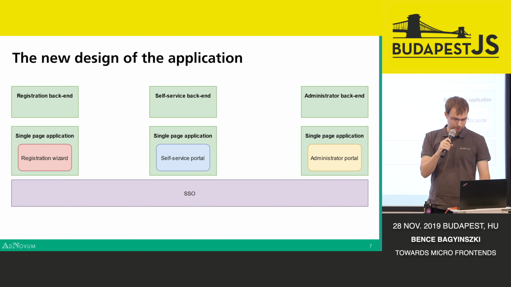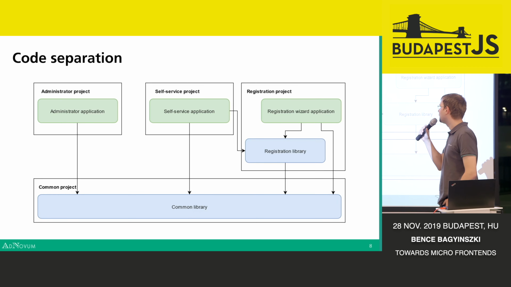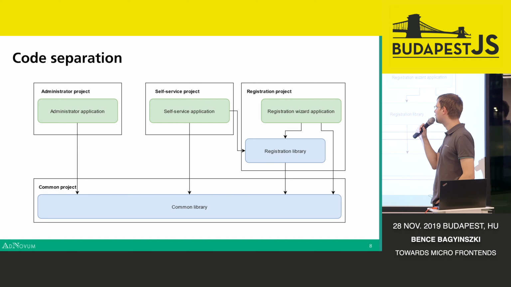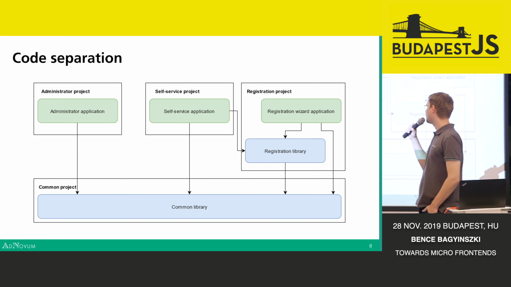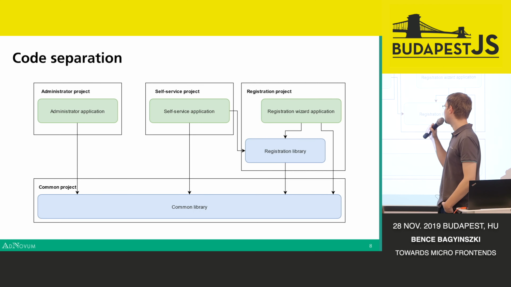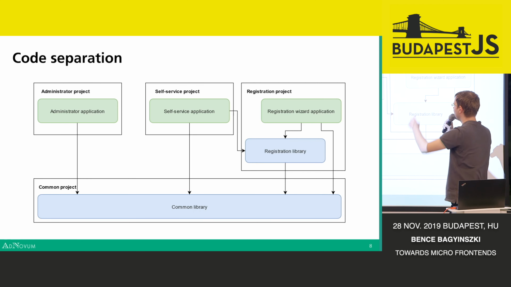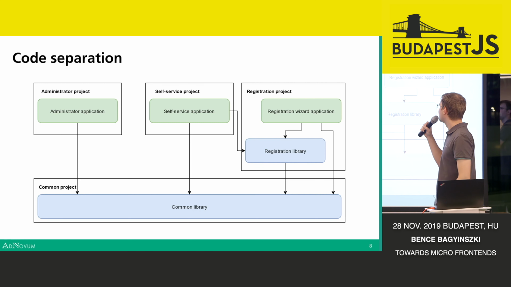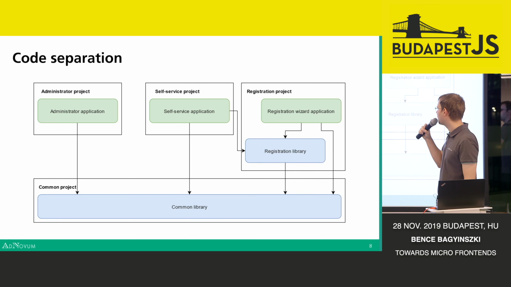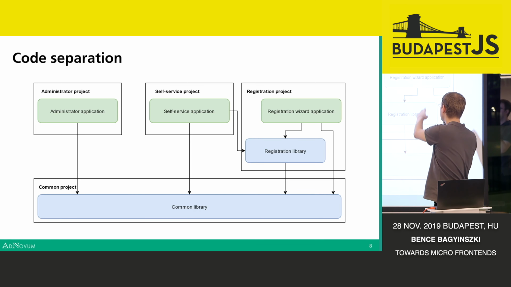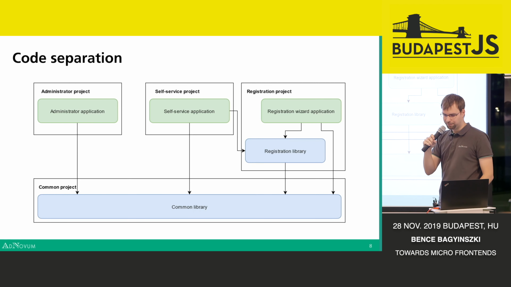First of all, we started with the code separation. This is how our code base looked like after this split up. You can see that we have multiple workspaces. For the project borders, that basically means an Angular workspace. And in some cases, in the workspace, we have only applications. In some cases, we have only libraries. And there's the registration project where we had a separate application and the library as well.